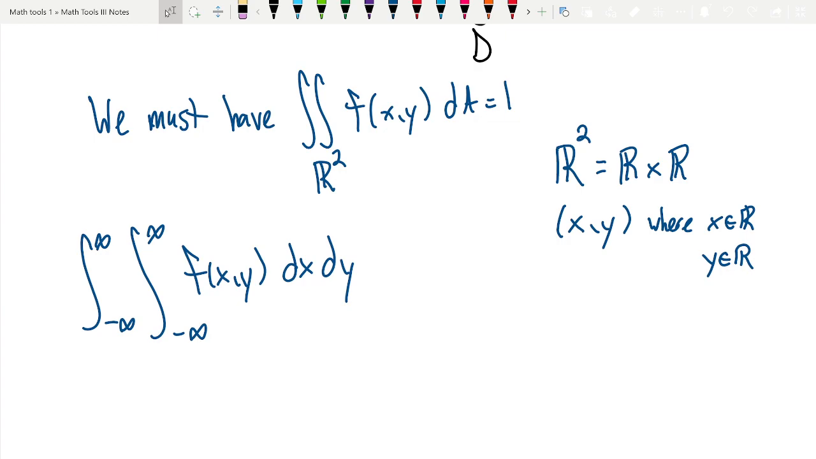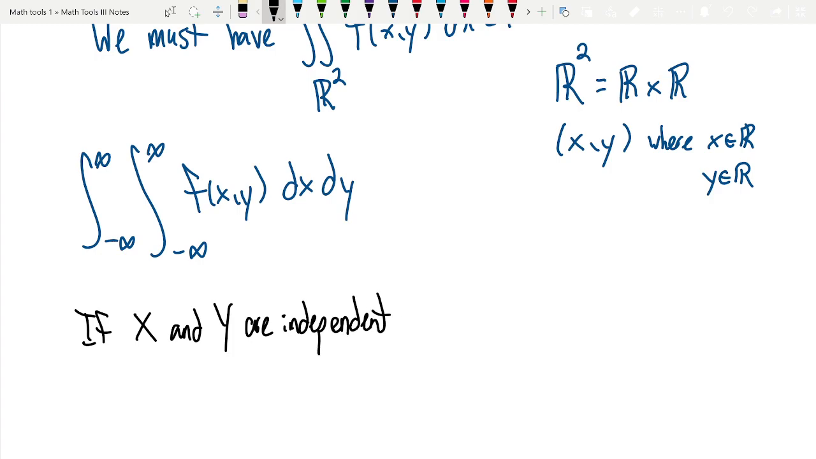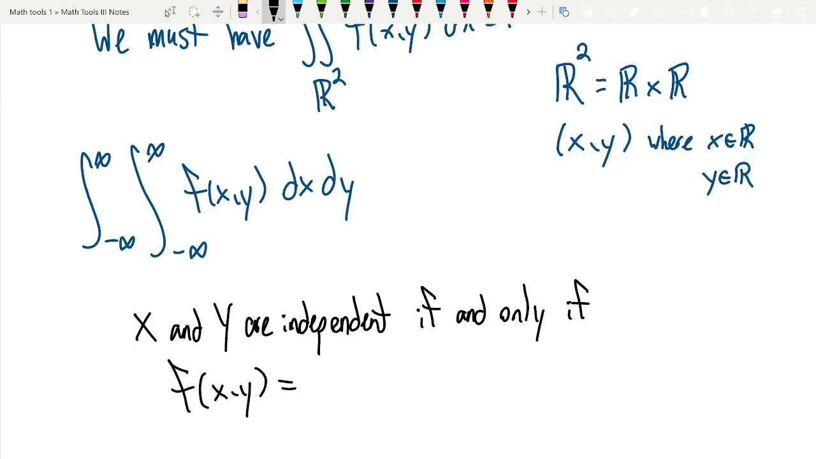One thing that really makes the integration easier in a lot of cases is when you're dealing with independent variables. So if x and y are independent, again, something we'll gloss over here, and you would learn a more precise definition of in an actual probability class. Let me say this actually: x and y are independent if and only if f(x, y) is equal to f(x) times f(y).